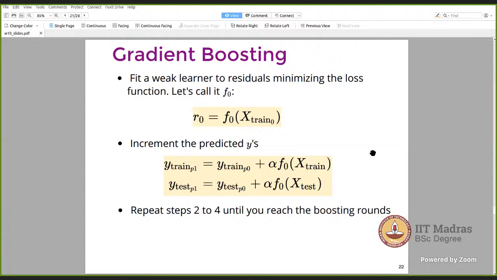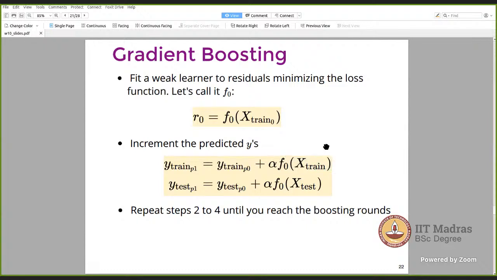Therefore, what we do is we bring in an alpha, which we call the learning rate. So what we'll do is we'll take a fraction of the estimation made by the second predictor. Okay, you can consider this to be the first prediction. This is the second prediction. Next would be, let's say, F1 on X train. Next would be F2 on X train, and so on. This alpha is the learning rate, and thus this will be the same for all the estimators. The first one is separate, but for all forthcoming estimators, this alpha will be the same.